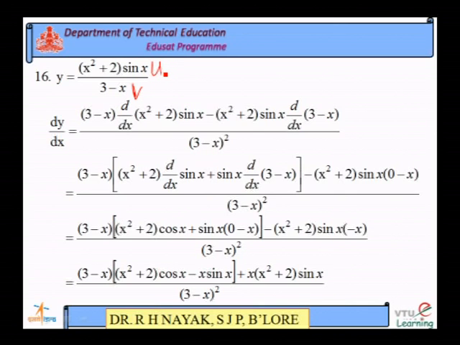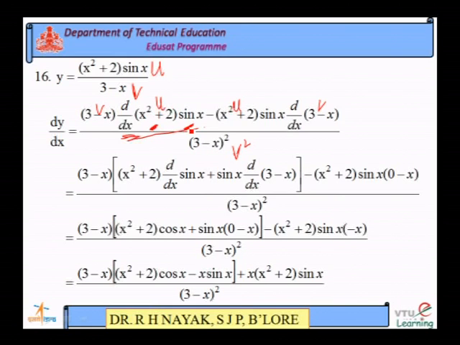What the quotient rule says? v into d by dx of u minus u into d by dx of v divided by v square. So, 3 minus x is v, we have to take as it is. You check differentiation of u. What is u? U is again a product of two functions, one is x square plus 2, other one is sin x. So, when we have a derivative of product of two functions, definitely we have to use product rule.